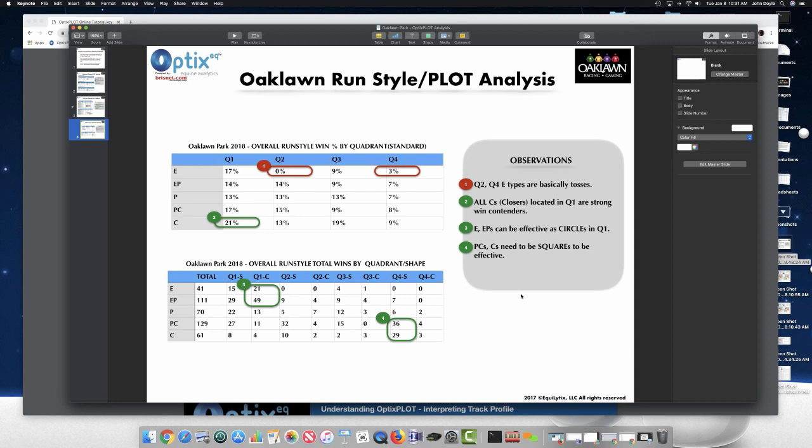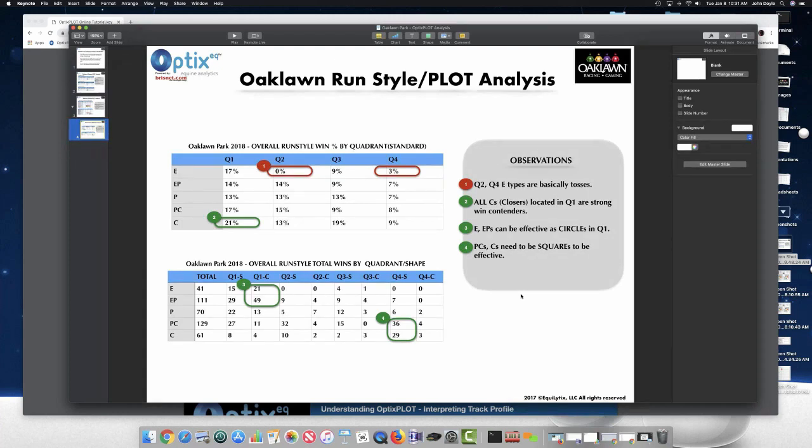But generally, this kind of makes sense, right? You start to look at this and say, look, this horse is an E type. Essentially, he's got to be in quadrant 1 for him to really make any noise. If he's not, he's up against it. Right? So does that make sense? Does everyone understand the data?